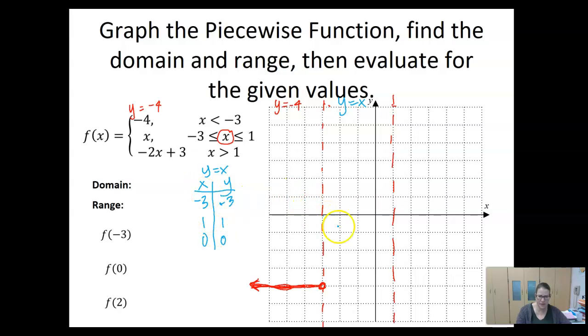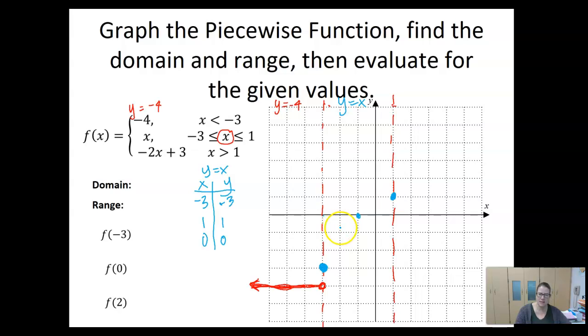Okay, so let's just plot these points. So I've got -3, -3. So again, that one shows me where it comes up to this line. Because it says when x is greater than or equal to -3, we'll fill that in. I've got 1, 1. Again, when it says x is less than or equal to 1, I fill my point in, and then we'll have 0, 0.